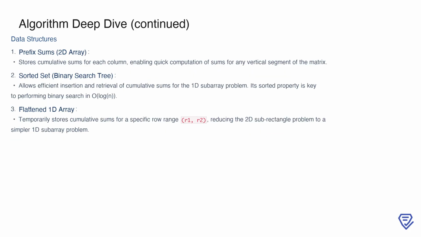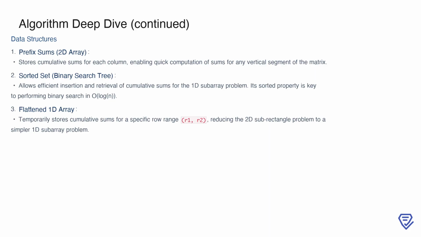The algorithm relies on three key data structures to achieve its efficiency. First, the 2D prefix sum array stores cumulative sums for each column, allowing us to compute the sum of any vertical segment of the matrix in constant time. Second, the sorted set, which functions as a binary search tree, enables efficient insertion and retrieval of cumulative sums.